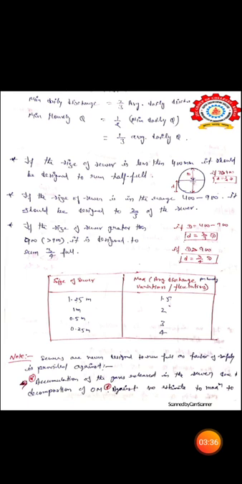If the size of the sewer is less than 400 mm, then it should be designed for half full run. If the size of the sewer is in the range of 400 to 900 mm, then it should be designed for two-third full. If the sewer size is greater than 900 mm, then it is designed for three-fourth full run.